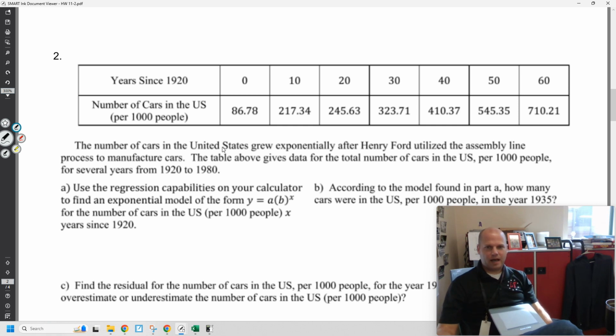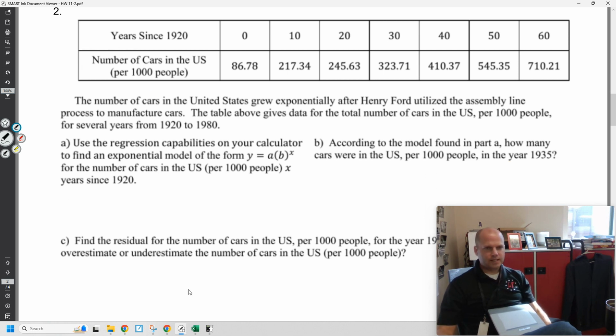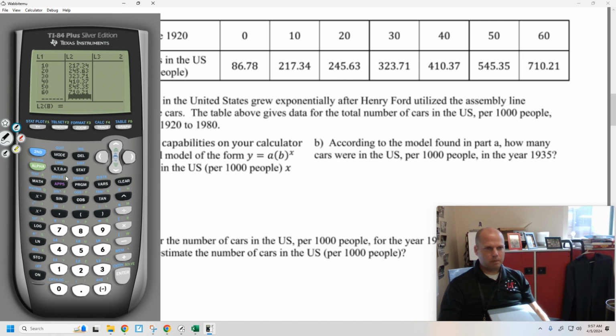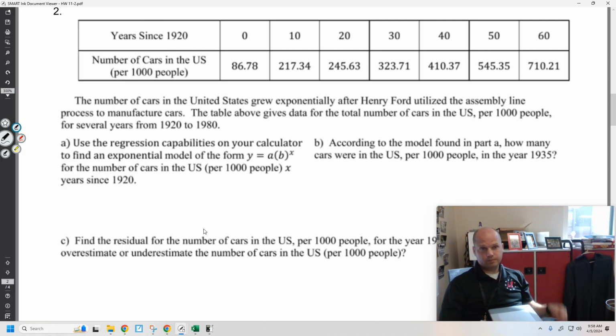All right, we're talking about number of cars in the U.S. per 1,000 people, how they grow exponentially. Let's use an exponential model, stat calc exponential regression. We will store it in Y1. And there it is. What is the equation?